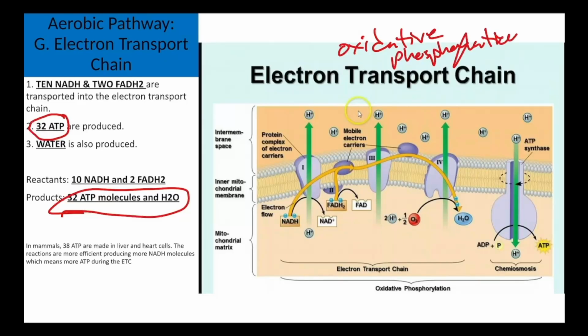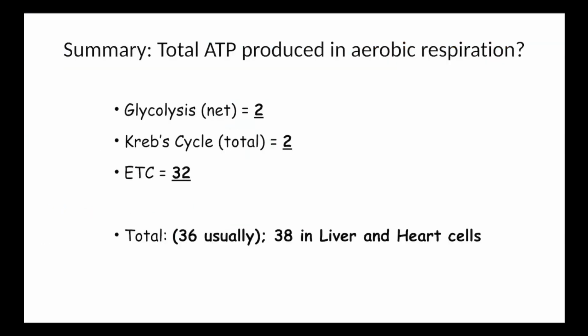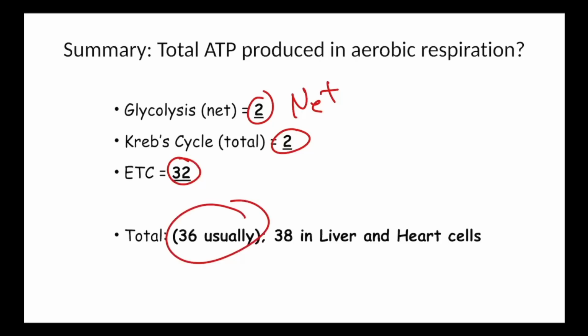I think, why would it be called that? Well, oxygen, phosphorylation of ADP to make tons of ATP. So it kind of just summarizes the whole process there. So again, if we add everything together, 2 from glycolysis that we netted (spent 2, made 4, net 2), 2 from Krebs, 32 from ETC, we're going to make 36. Some cells are more efficient and can actually make 38.